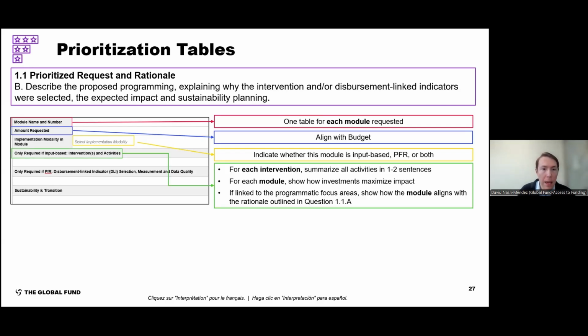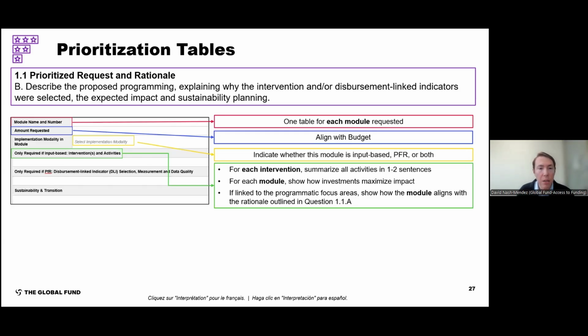Next, if the module includes any input-based investments, the section in green should be included, and it should have a list of interventions included in the module with a 1 to 2 sentence summary of all of the activities. So if your module, for example, has 3 interventions, you should just have a list of 3 interventions with 1 to 2 sentences each, around 6 sentences total. So you don't need more detail than that for the activities at that intervention level.